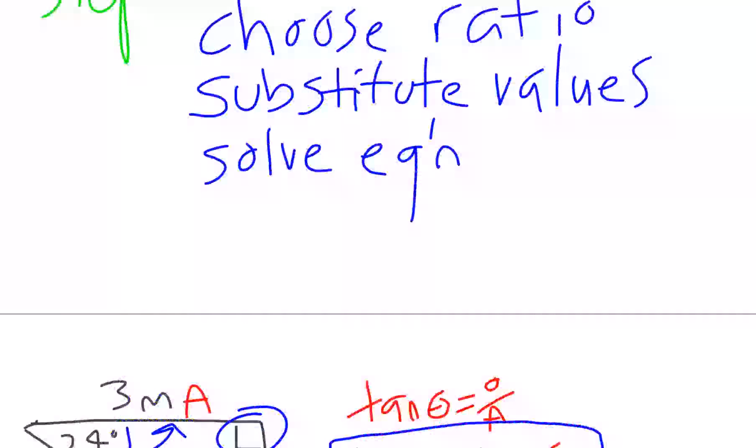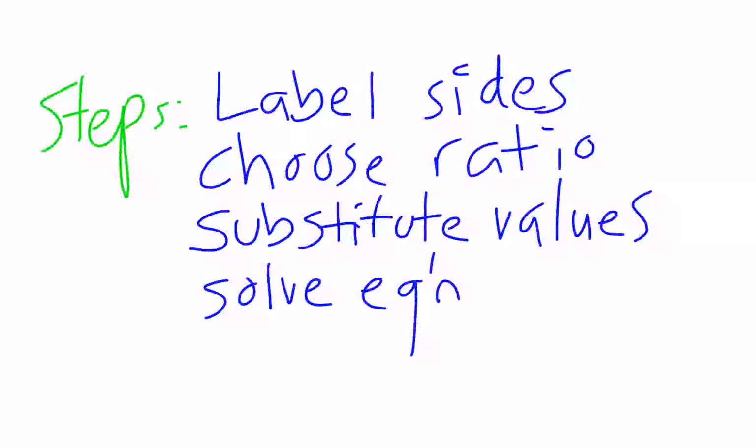Going back to our steps, label the sides. Choose the ratio that uses the sides that we have, the unknown and the one that we do know. Substitute the values in and solve the equation.